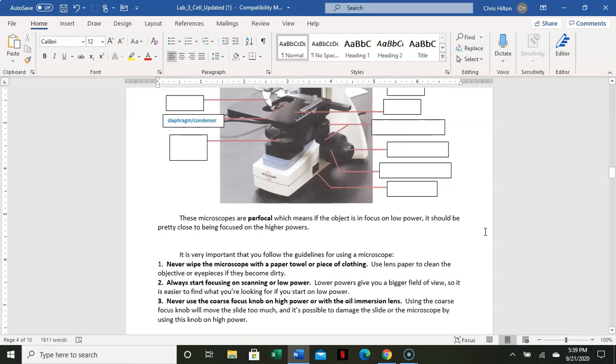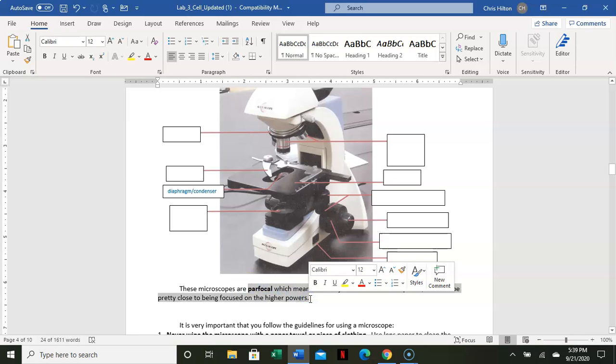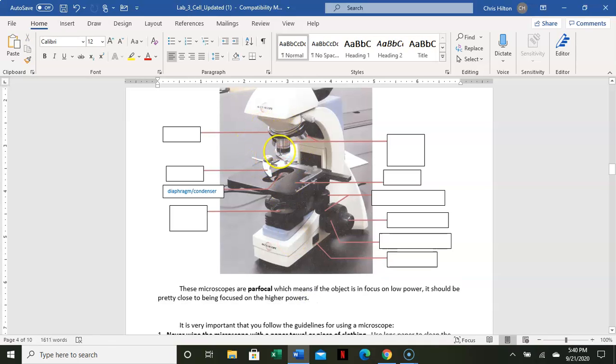Alright. Now this term for the lab practical, parfocal, it just means that if you get your specimen and focus at 4x, you can switch objectives and it'll be close. So you should only need to use the fine focus anyway when you're switching objectives, and that's what parfocal means.